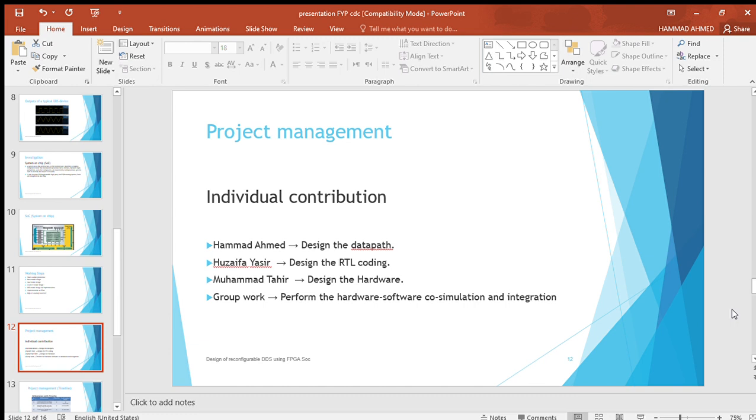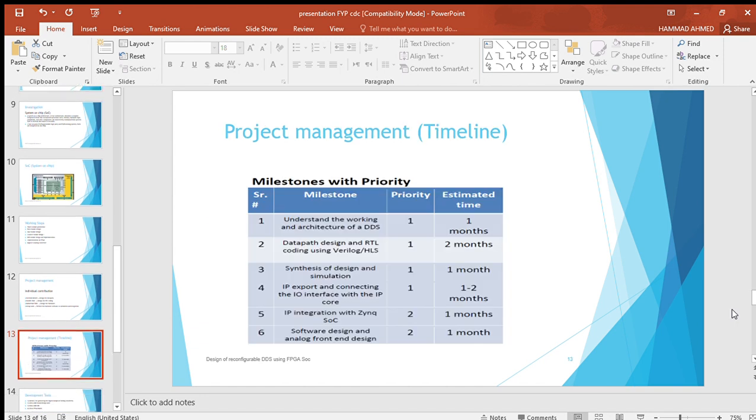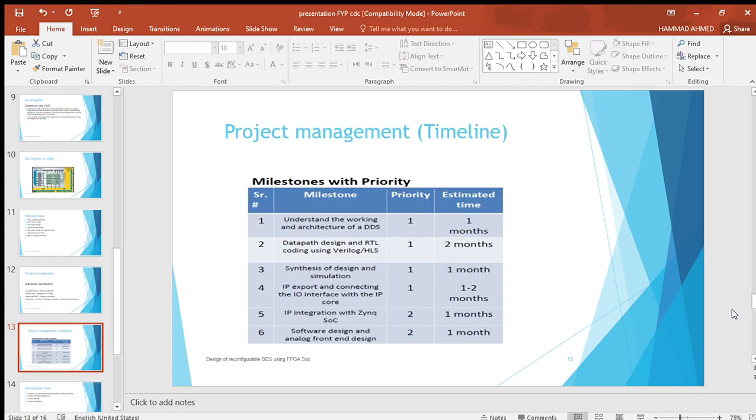This is the project management showing the individual contribution of each group member. Hamad Ahmad designed the data path, and myself, Zafa Yasir, designed the RTL coding. Muhammad Tahir designed the hardware, especially the digital to analog converter. Our group work is to perform hardware, software co-simulation and integration as a group. This is the project timeline for the two semesters that we have done and designed in this way.